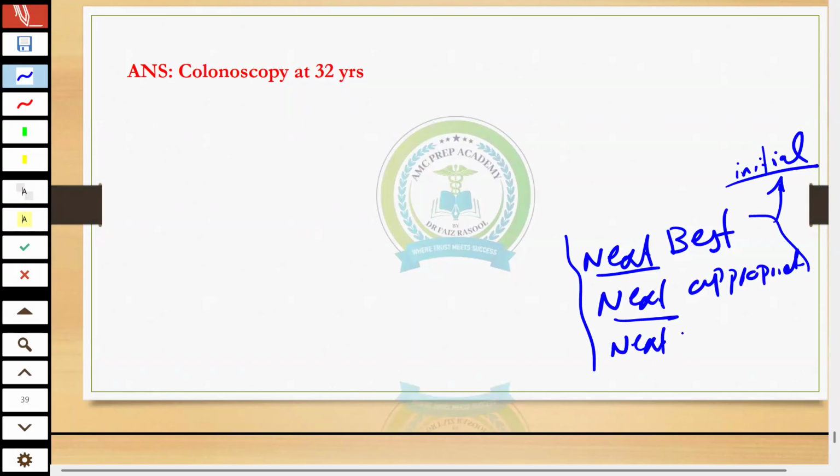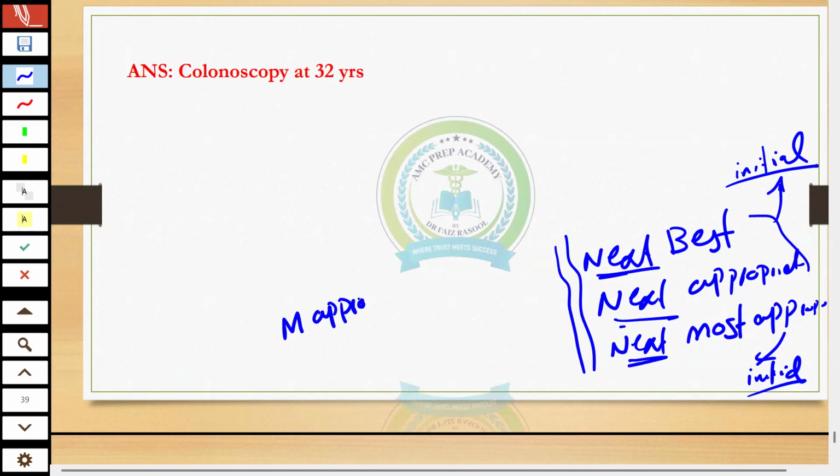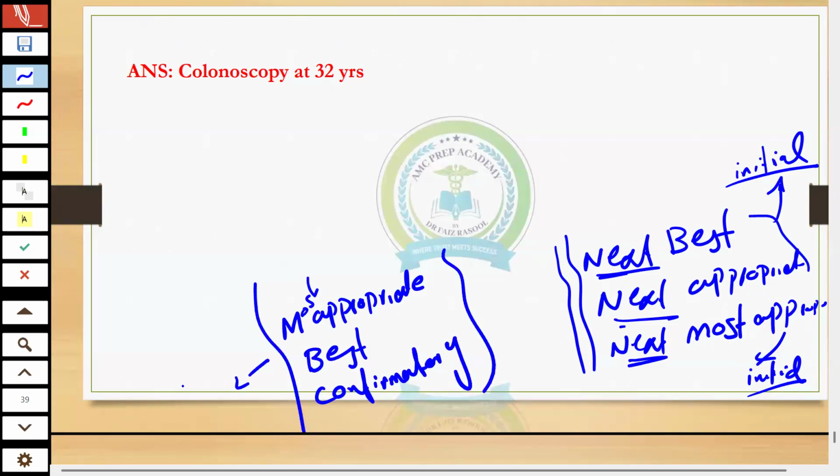Like in some questions, you will find next most appropriate. So don't get confused that they mention the most appropriate and go with the best test. No. In that case, with next most appropriate you have to go for the initial one according to the situation. So where is the word next, it means it is not confirmatory, not definitive, but just the initial step. If there is just the most appropriate, what is the best test, what is the confirmatory test, not the word attached with next, you have to go for the best one, the diagnostic gold standard.